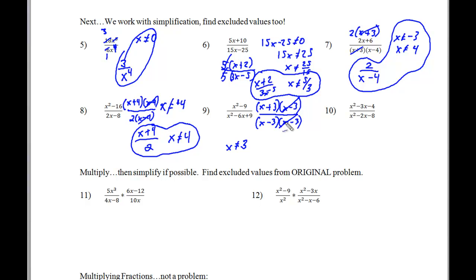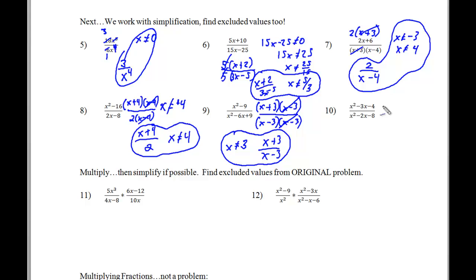We can simplify these two. So I got x plus 3 over x minus 3. But a quick question: can we cancel out the x's? No. Can we cancel out the 3's? No. We can't cancel out either of those because they are not perfect binomials being the same.